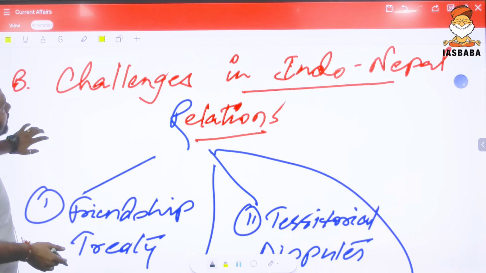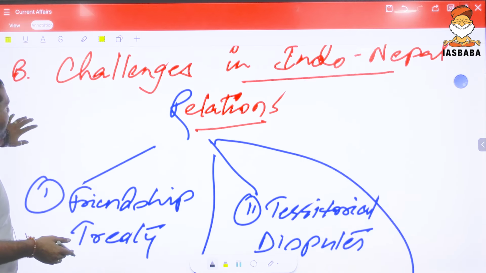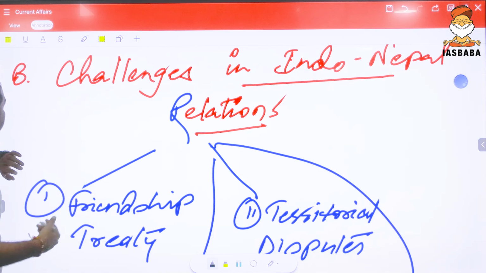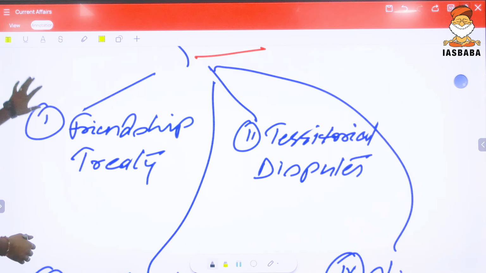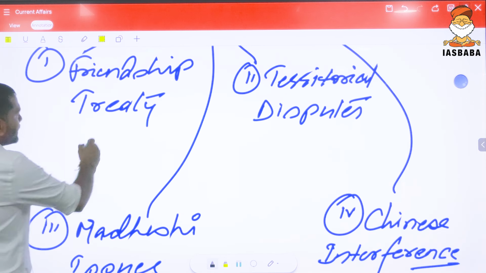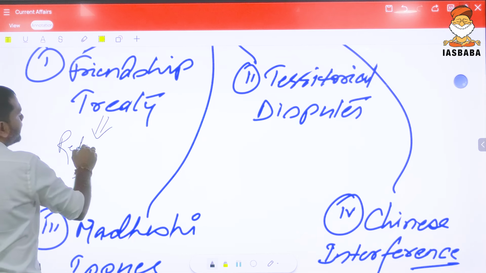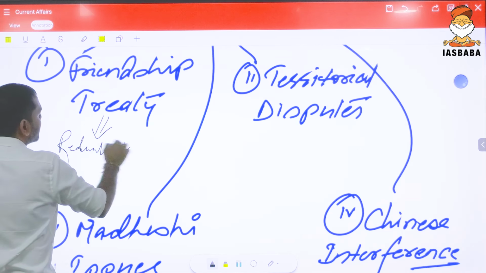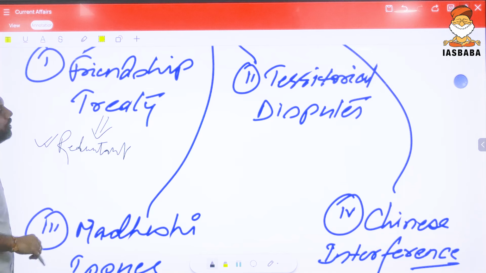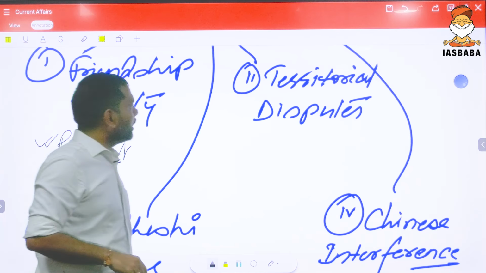Having said that, now in the negative territory, the next subheading is challenges in Indo-Nepal relations. So what are the challenges? The first challenge is this friendship treaty, which has become redundant, and this needs an update.